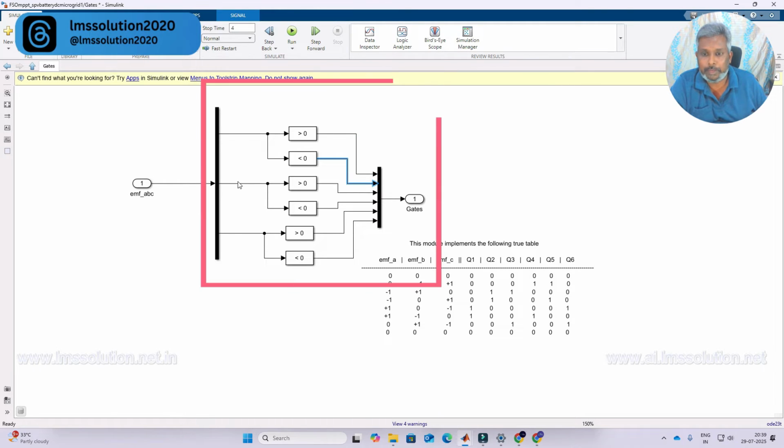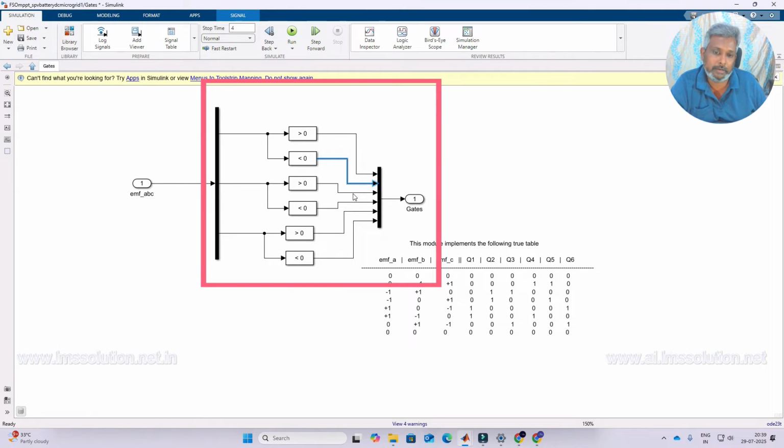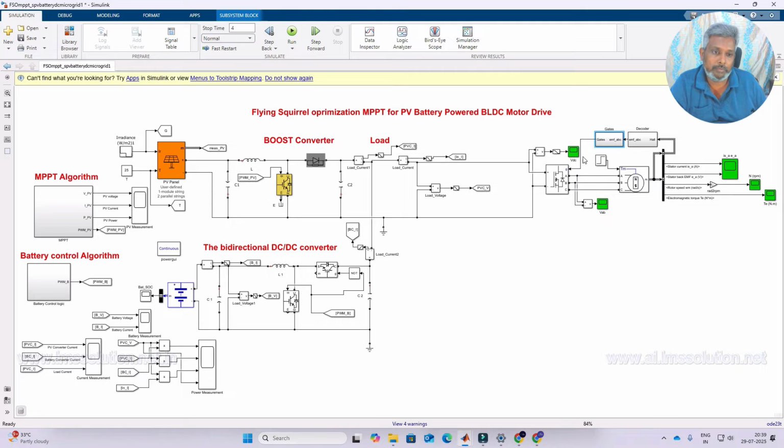In the same way, back EMF B is compared with greater than 0 and less than 0. This is the second arm upper and lower switch. Back EMF C is compared with greater than 0 and less than 0. This is the third arm upper and lower switch in the voltage source inverter. Finally this is used to control the voltage source inverter to control the BLDC motor system.